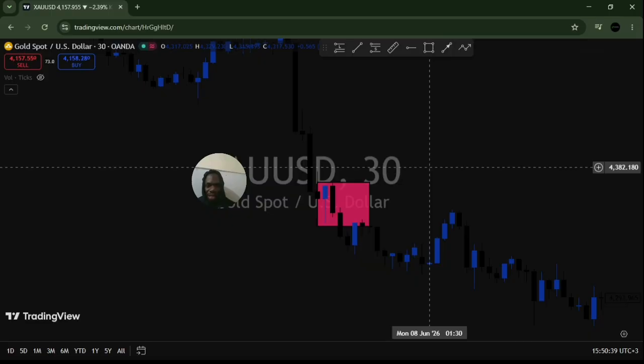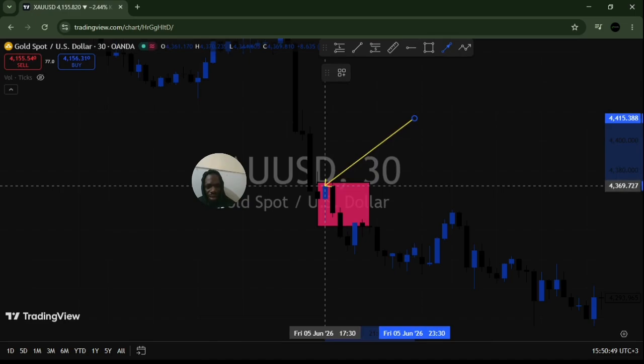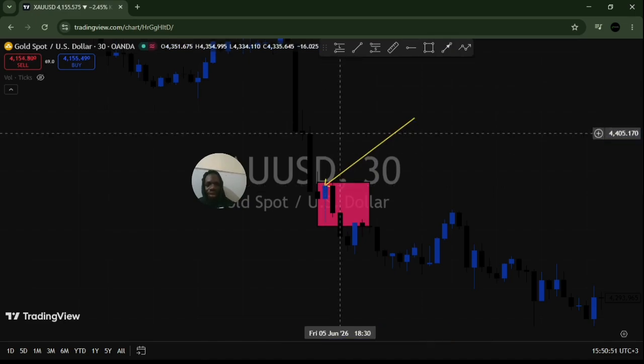It forms at the end of a downtrend. So you'll see it here. But regardless of the trend, if the trend is too strong, the hammer will be invalidated. Okay, so it depends on when and where it has been formed.